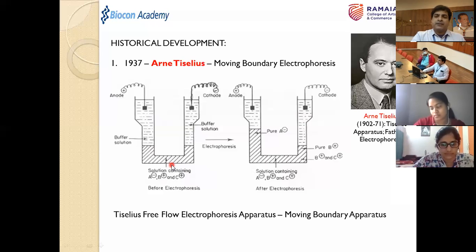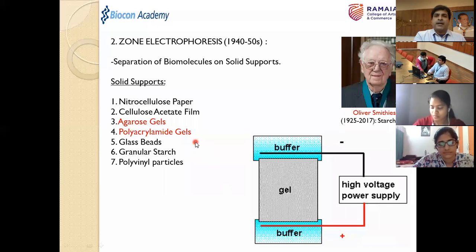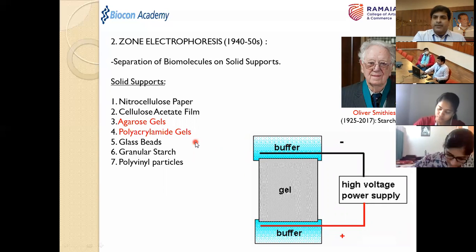Then the next version of electrophoresis is zone electrophoresis. In the 1940s and 50s, it was pioneered by Oliver Smithies. This scientist separated the biomolecules on solid supports, and that is zone electrophoresis.